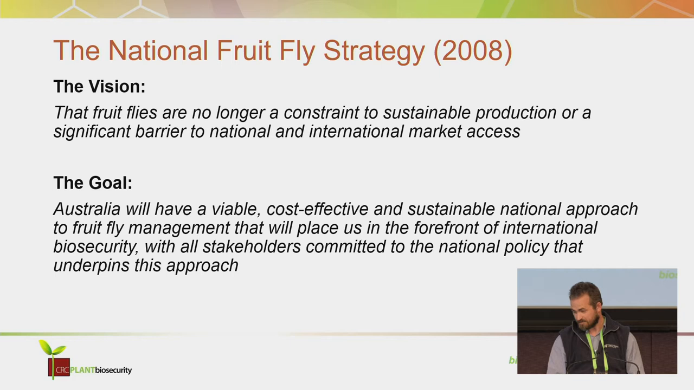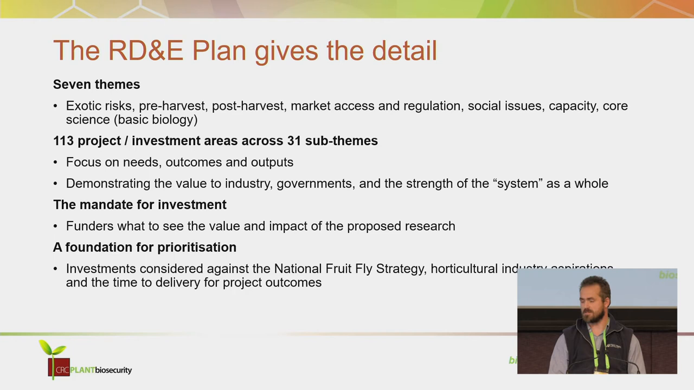So as Michael's outlined, the RD&E plan itself had 7 themes. Within that, a whopping 113 projects across 31 sub-themes. Now, that may be a lot, but the bonus there within the plan is that it covers just about everything you could think you could devote R&D to, whether it be exotics, whether it be the social sciences. It's all in there somewhere.